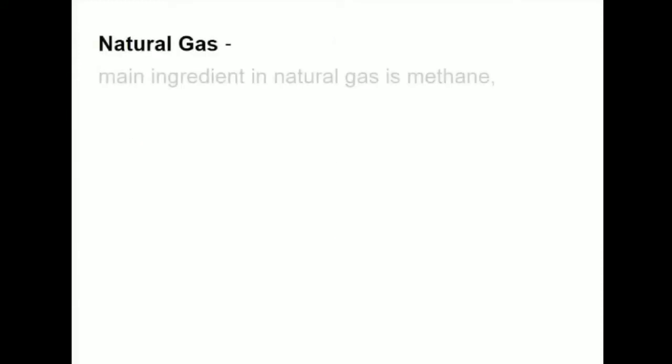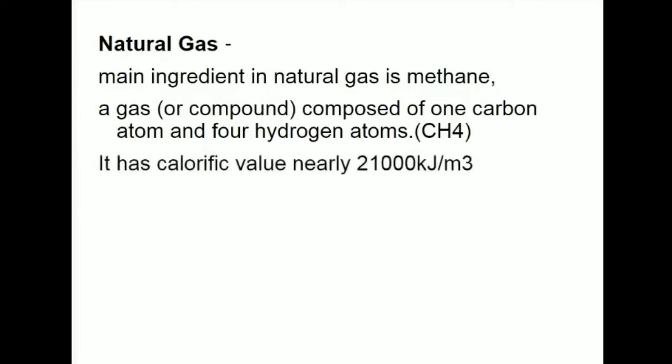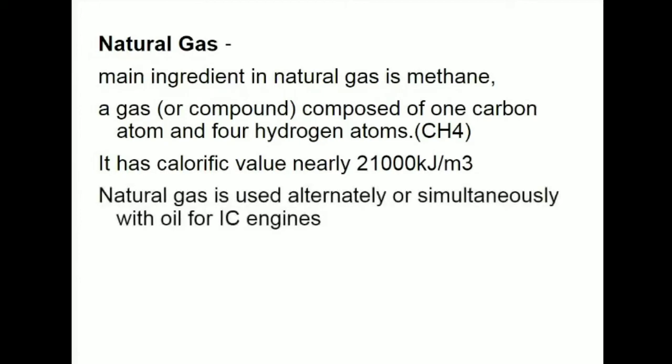Next is natural gas. The main ingredient in natural gas is methane, a gas or compound composed of one carbon atom and 4 hydrogen atoms. It has a calorific value of nearly 21,000 kilojoules per meter cube. Natural gas is used alternately or simultaneously with oil for internal combustion engines.